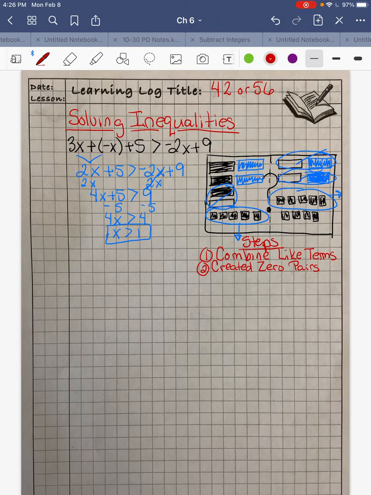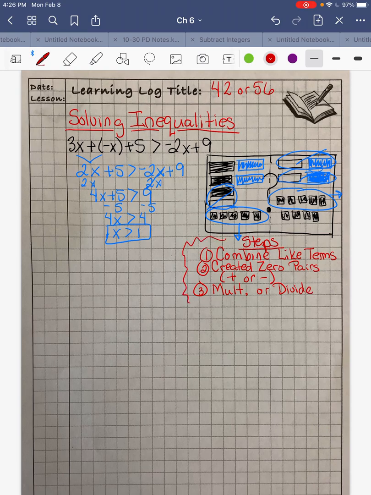And that's when I added those positive x tiles to each side so that I could create 0 pairs. They weren't there, but I made them happen. And so really what that is, adding or subtracting. Step 3, okay, I multiplied or divided, which is how I got from 4x is greater than 4 to just x is greater than 1. So our last step is to multiply or divide.